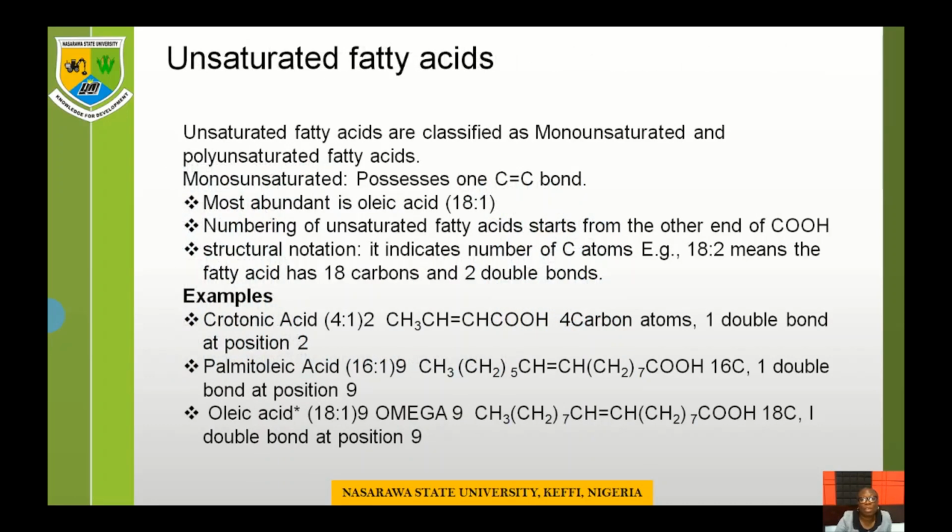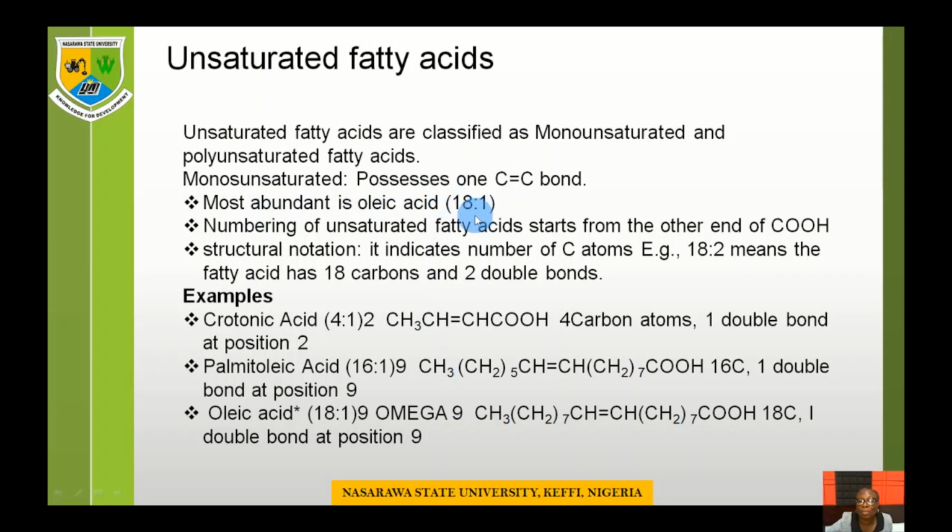Then the second type of fatty acids are the unsaturated fatty acids. The unsaturated fatty acids possess double bonds instead of single bonds, and they are classified as monounsaturated and polyunsaturated fatty acids. Now, monounsaturated fatty acids possess only one carbon-carbon double bond. Okay, and the most abundant is oleic acid.